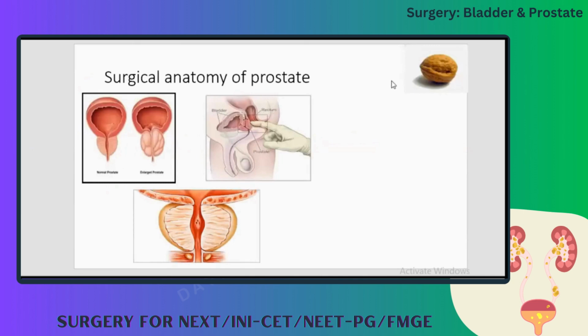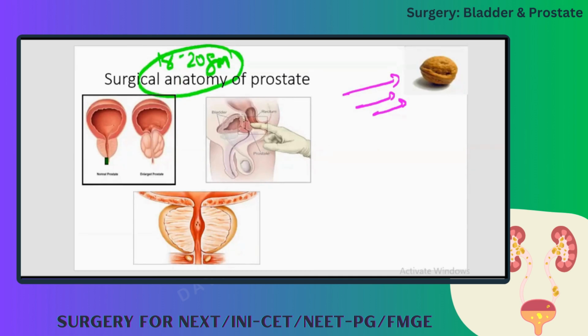So what is this in the right corner? It's a walnut. So why a walnut here? The shape of the prostate and a walnut is almost the same. The size also is the same. So in FMG they sometimes ask crazily the size, some numericals. Okay. So it is 18 to 20 grams.